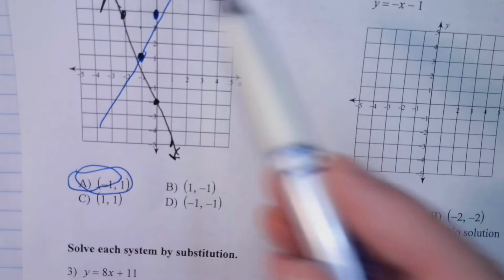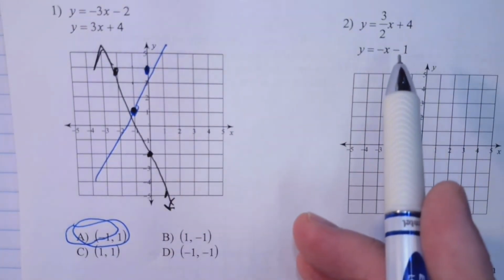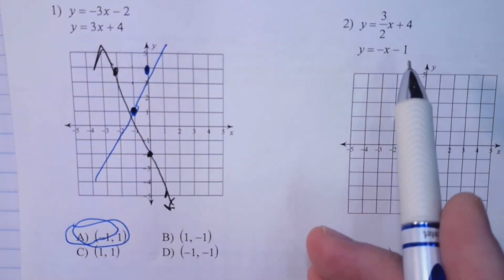Okay, I'm not going to make these super hard. Because basically, if it's not in slope-intercept form, if it's in standard form, I'm not going to do it this way.